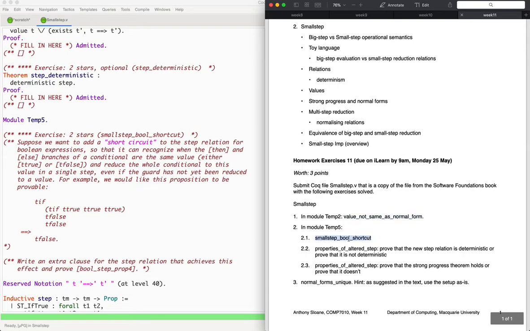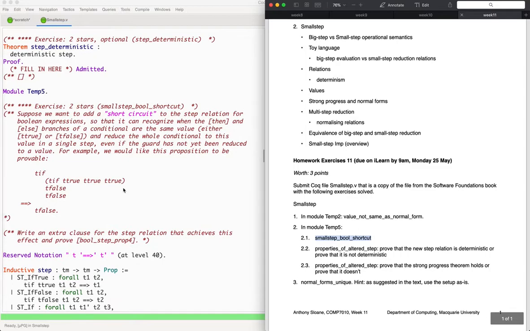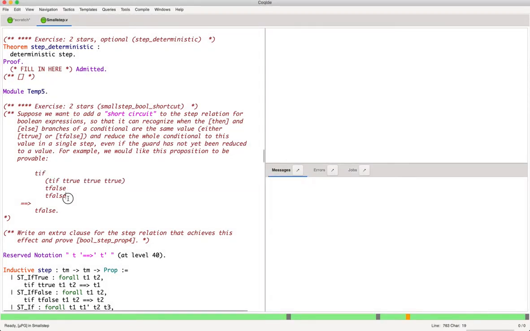is a homework exercise. So the idea is that you might want to extend this Boolean language to have a rule that says that if you've got something like this, where the then and the else branch are the same, there's no point in evaluating the condition, because you're always going to get the same answer. So you can make a single step straight to that value that's in the then and the else branch, without having to go through steps to evaluate this condition.